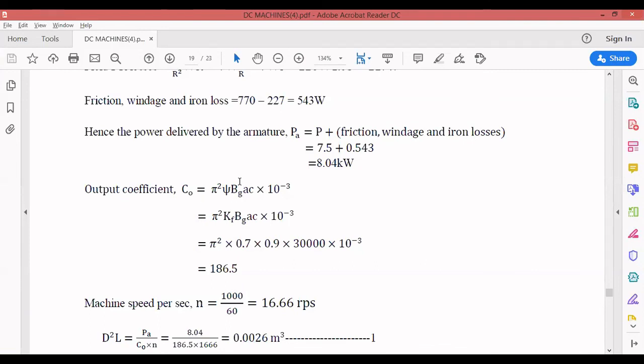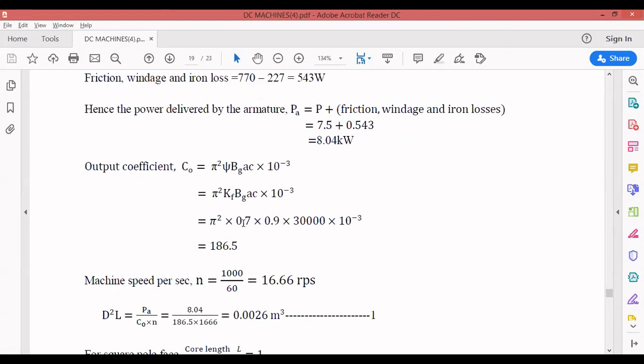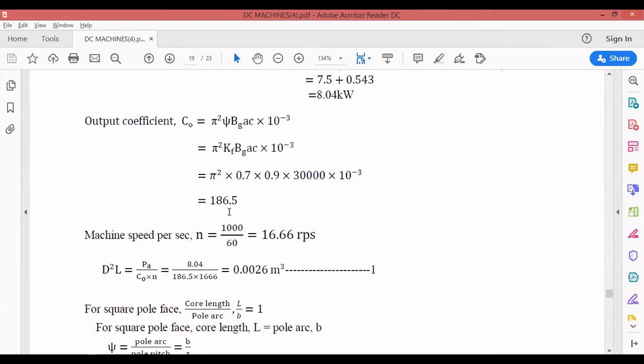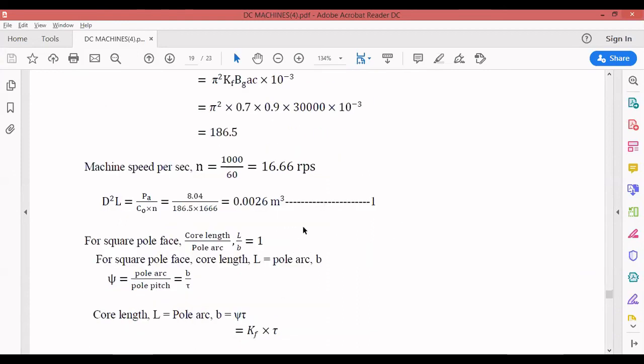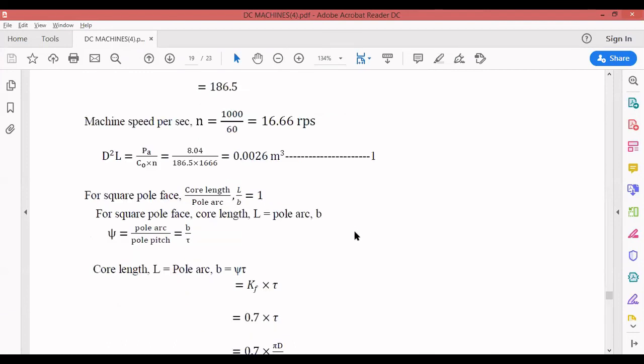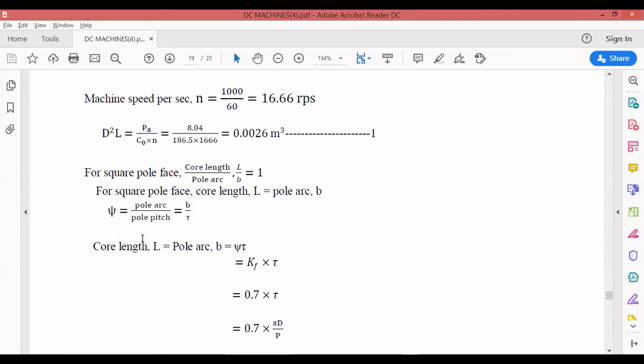C naught is equal to pi square psi BG into AC 10 power minus 3. Since BG is given, you calculate 0.7 into 0.10, that is 10 power minus 3. So what did you get here? 196.5. The machine speed you calculate is 16.66. D square L you calculate as PA by C naught into N, which is 0.026 meter cube. Once again, it is given as a square pole face, core length by pole pitch L by B is equal to 1. For a square pole face, the core length is equal to B.